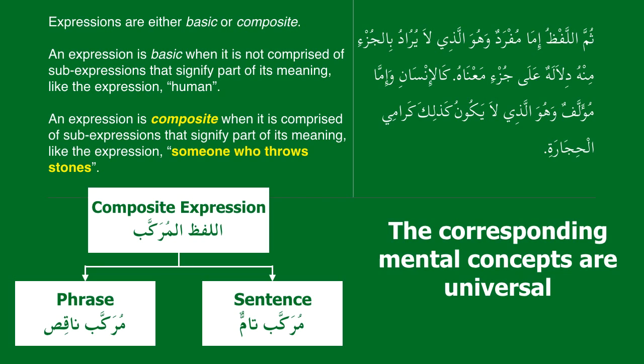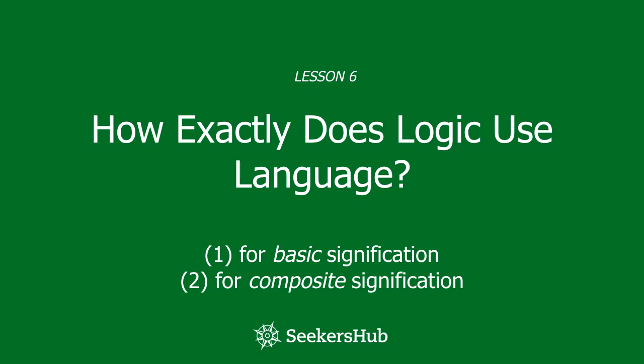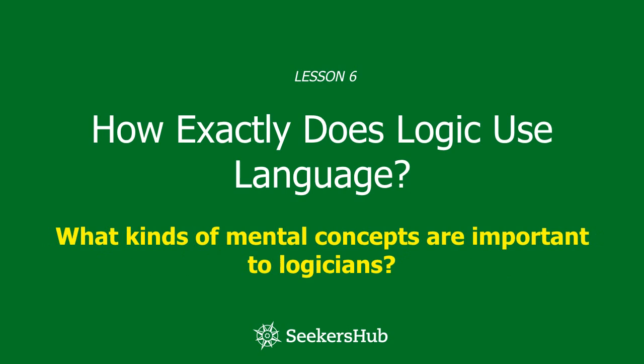So to wrap up this lesson, the question that has been guiding this lesson is, how exactly does logic use language? And we saw that logicians use language for basic signification and for composite signification. And so logicians use language to carefully compose mental concepts. They will use verbal expressions, which will vary from language to language, to carefully compose mental concepts to guide us to inference, to mental inference, in the inference either of conceptual knowledge or of propositional knowledge.